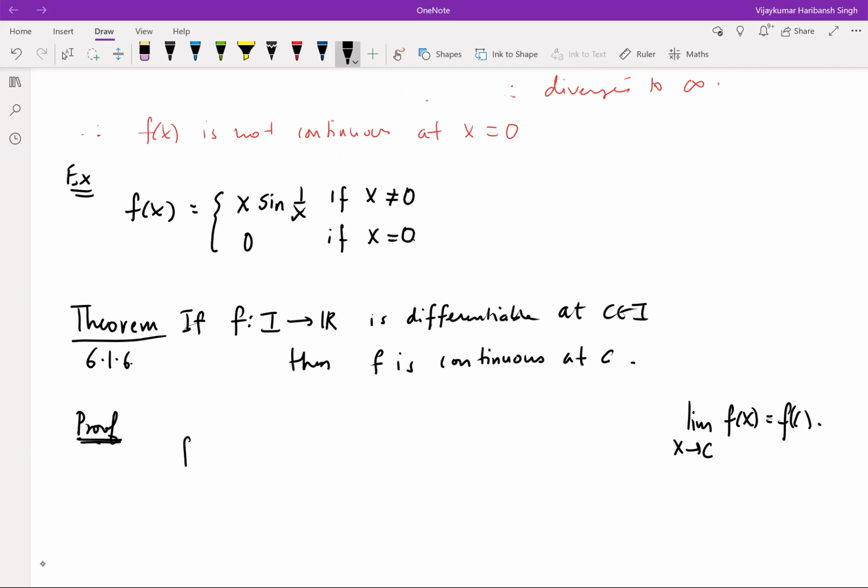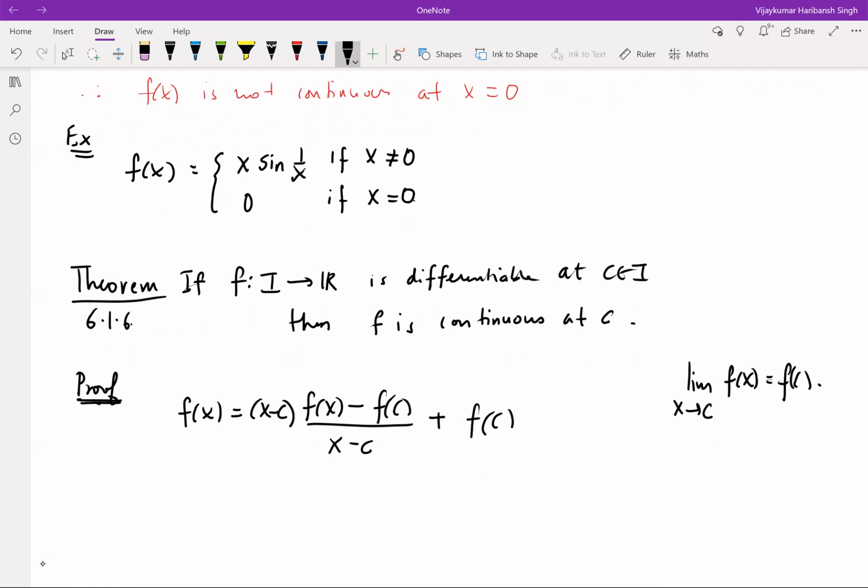So define the following. Let f of x be f of x minus f of c over x minus c, plus f of c, and then you multiply it with x minus c. So consider this function, and this function is defined for x not equal to c. Now look at the limit. What is the limit as x goes to c of f of x?